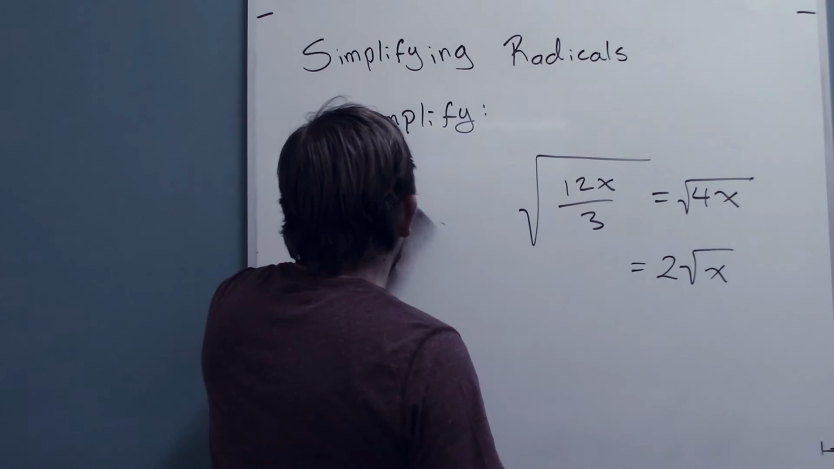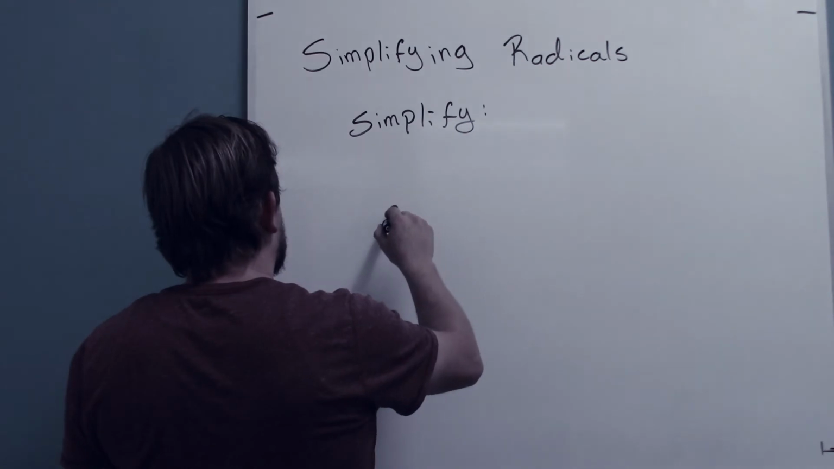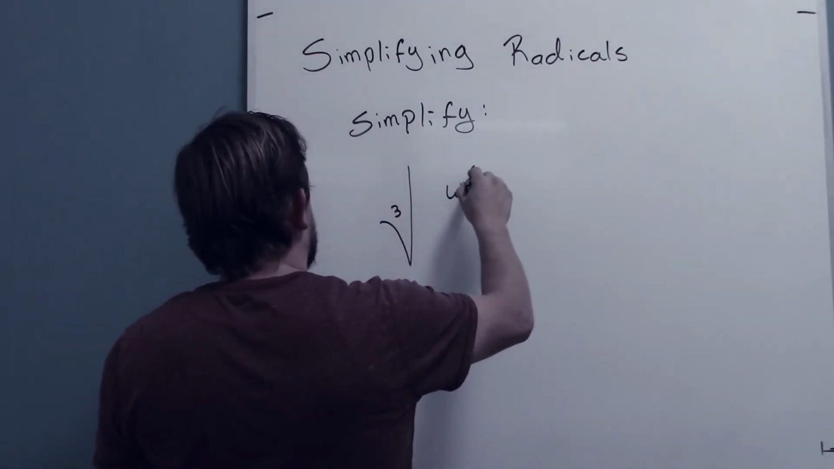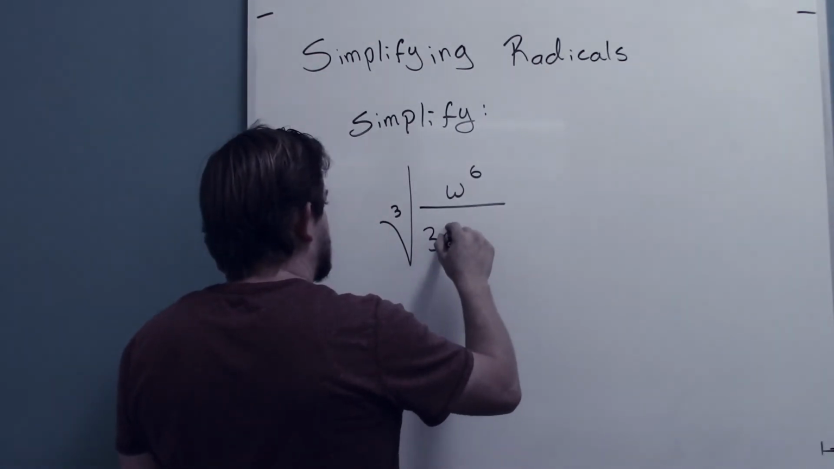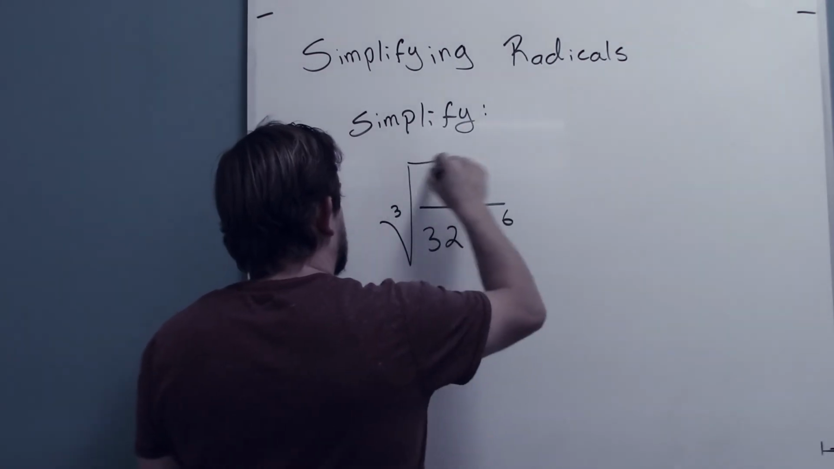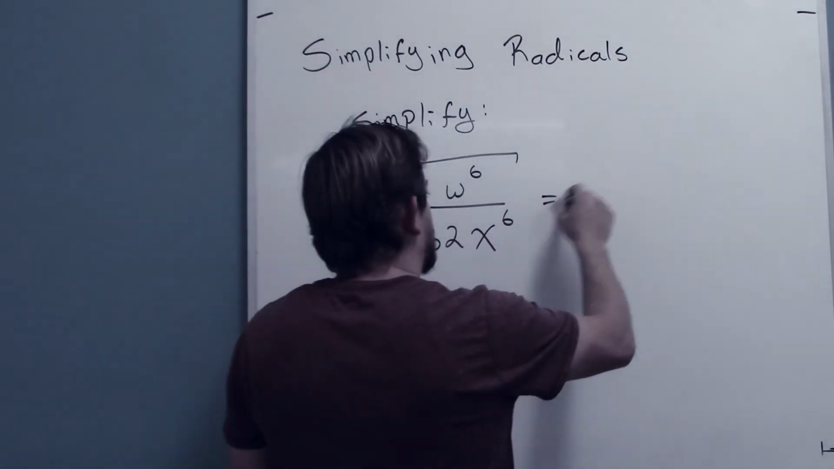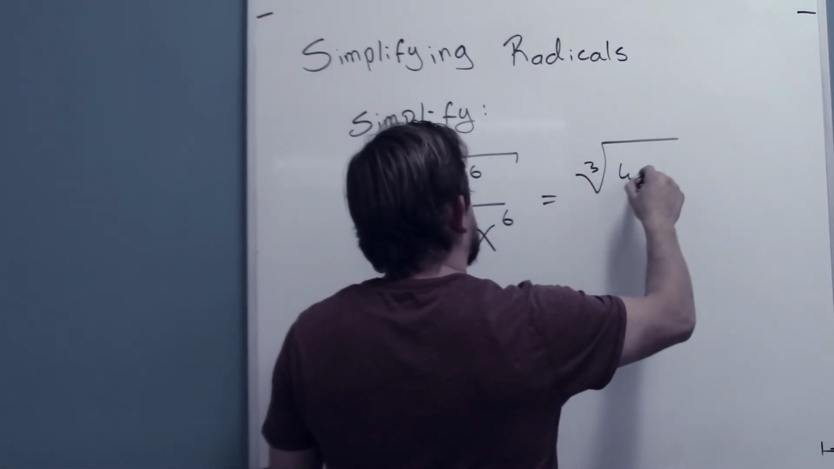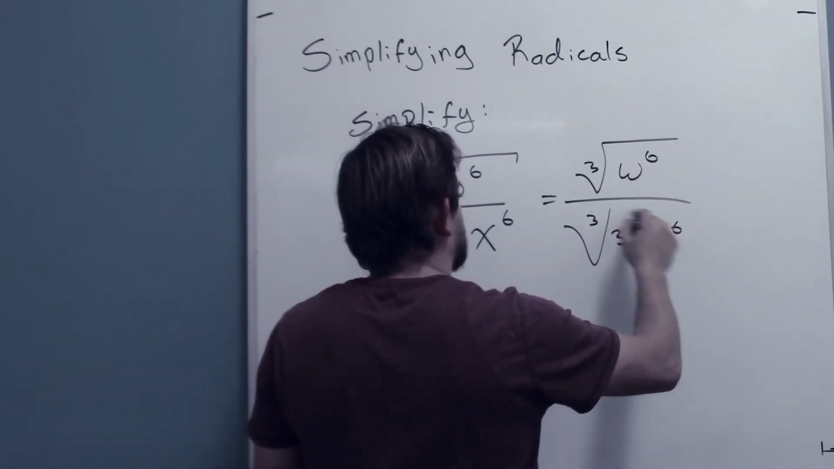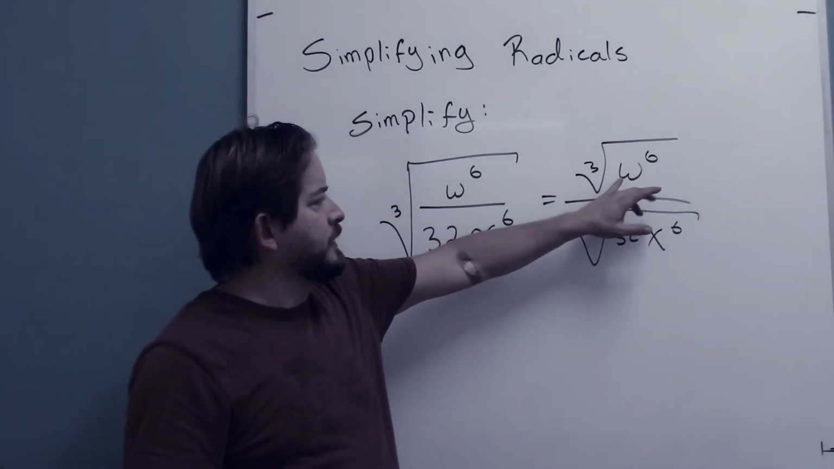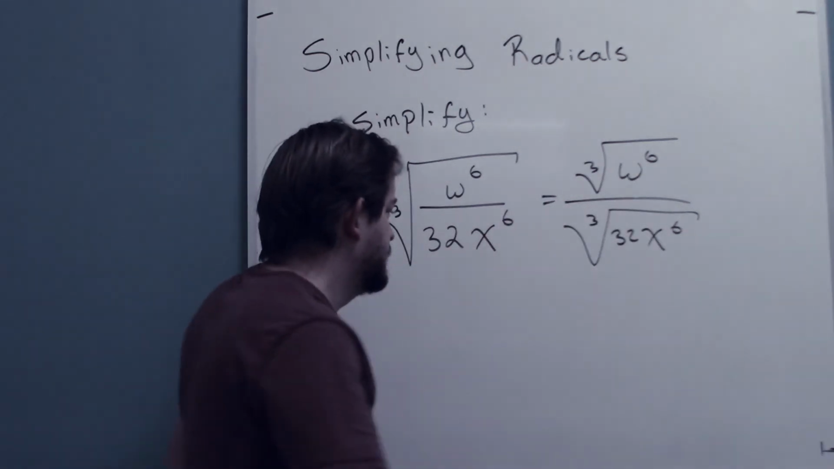Likewise, it might be advantageous to go the other way. Let's say I have the cube root of, say, w to the 6th over 32x to the 6th. This fraction doesn't really interact with each other, so I can write this as the cube root of w to the 6th over the cube root of 32x to the 6th. So then I can treat each of these separately. W to the 6th under a cube root, that's just simply 2 groups of 3, so that is w squared.